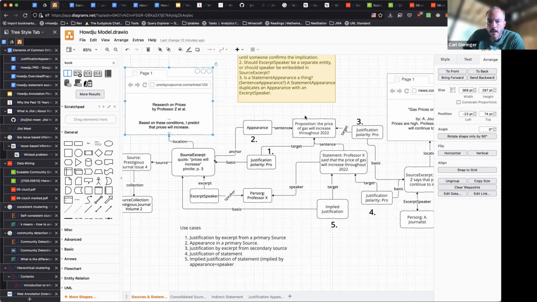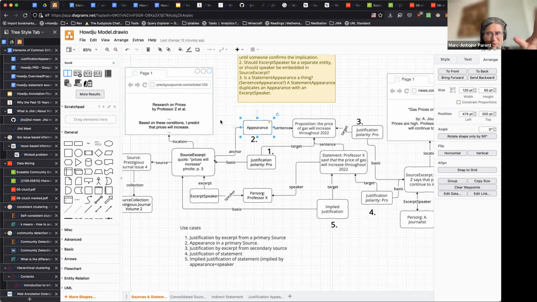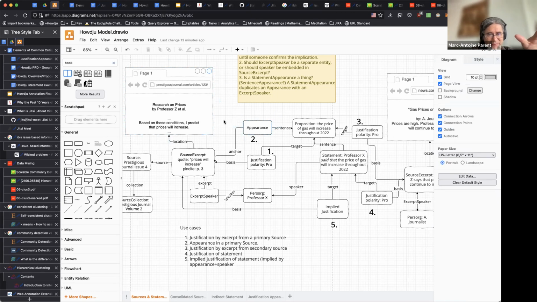So this model, this diagram doesn't capture Professor Z's argument. I have thought some about this, where you could have justification appearances. You could say, okay, Professor Z is making this argument, Professor Z is concluding this proposition based upon this justification, but that's not represented here. So this stuff is all about the user's mentality, not about Professor Z's.